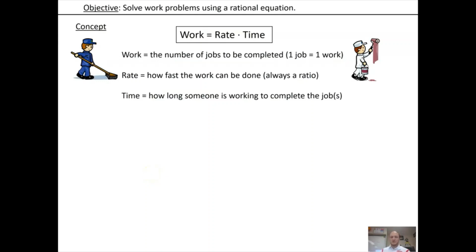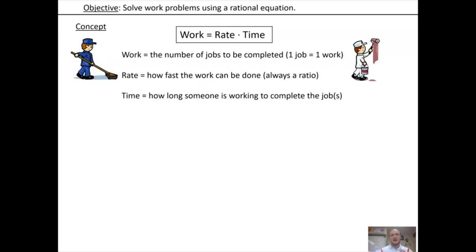I just need to define a couple of terms first. Work is the number of jobs to be completed. If I have to paint one room, that's one job. If I have to mow one lawn, that's one job. Rate is how fast you can do something, the rate at which you do that job, and that's always going to be a ratio. And time is how long someone is working to complete the job.